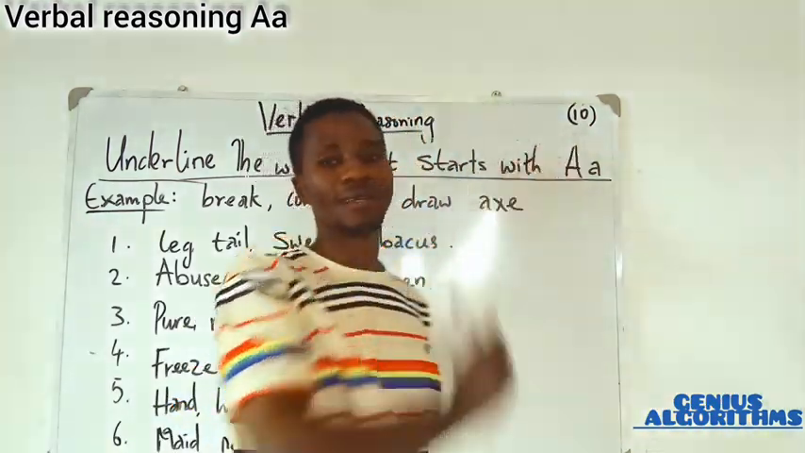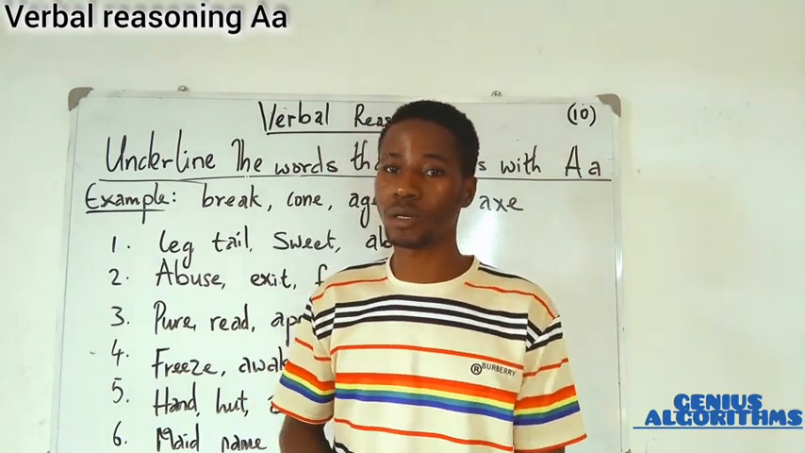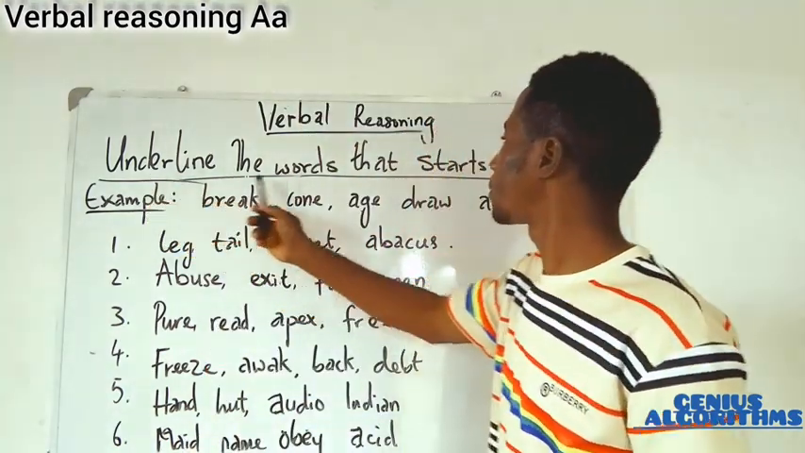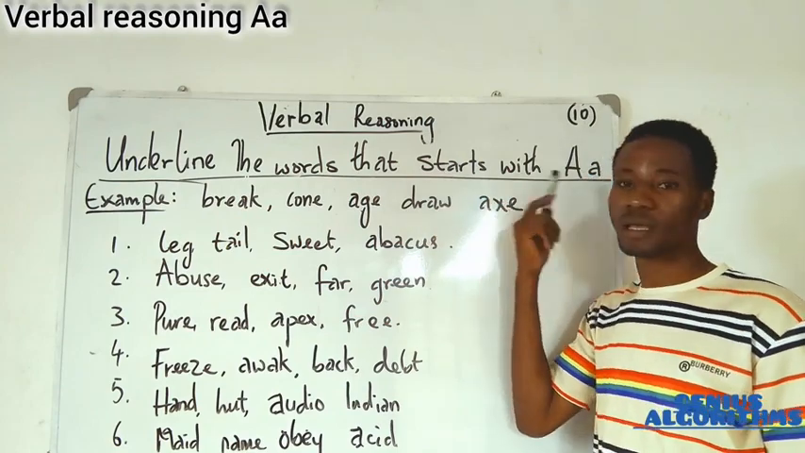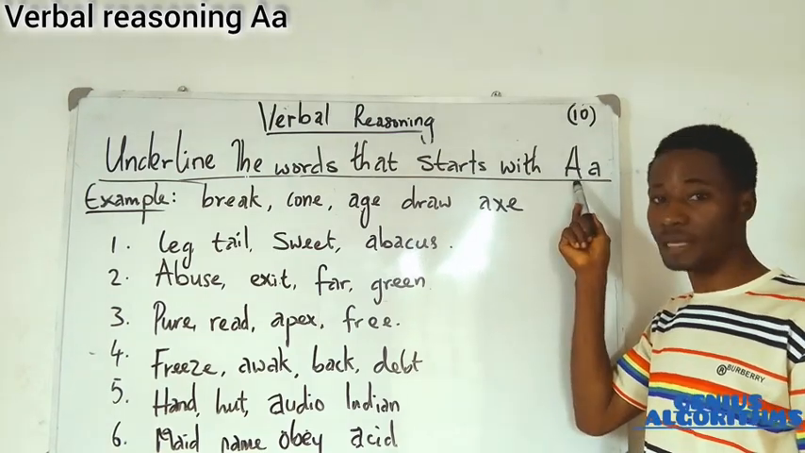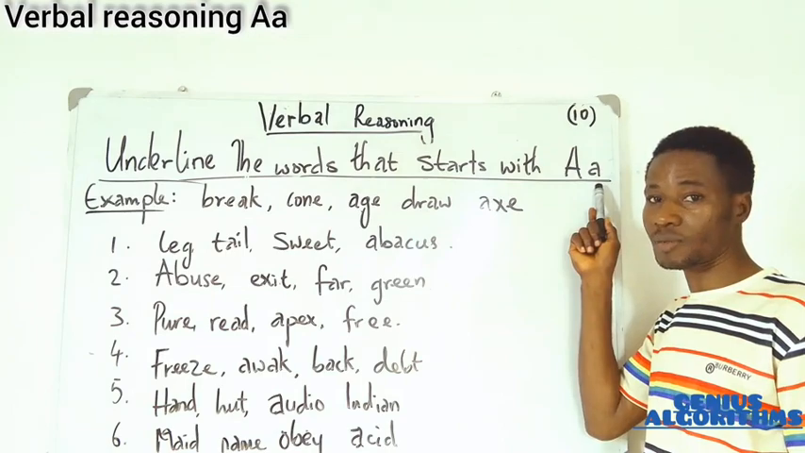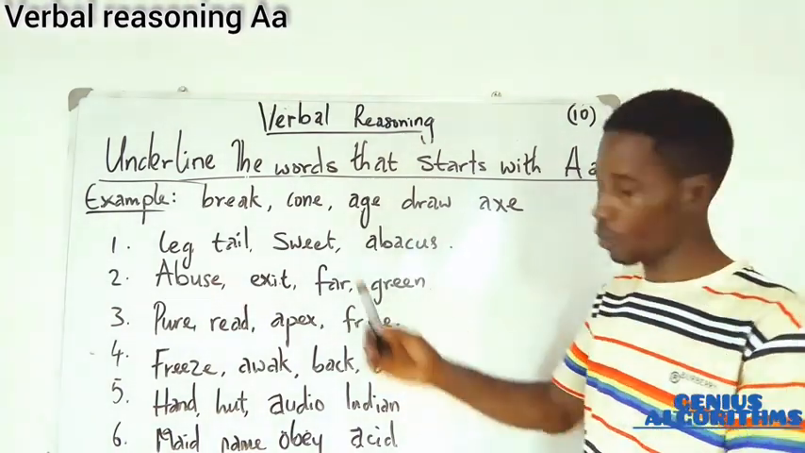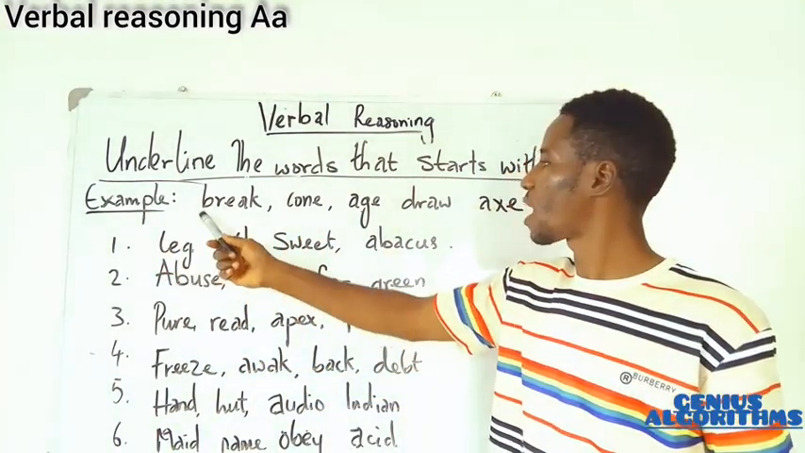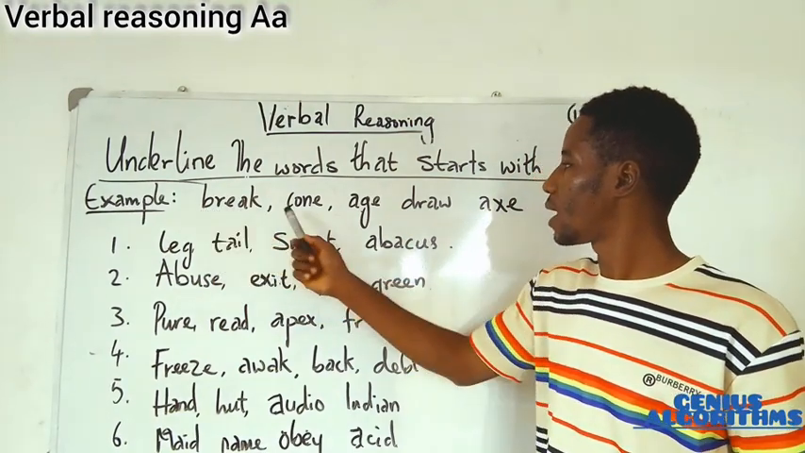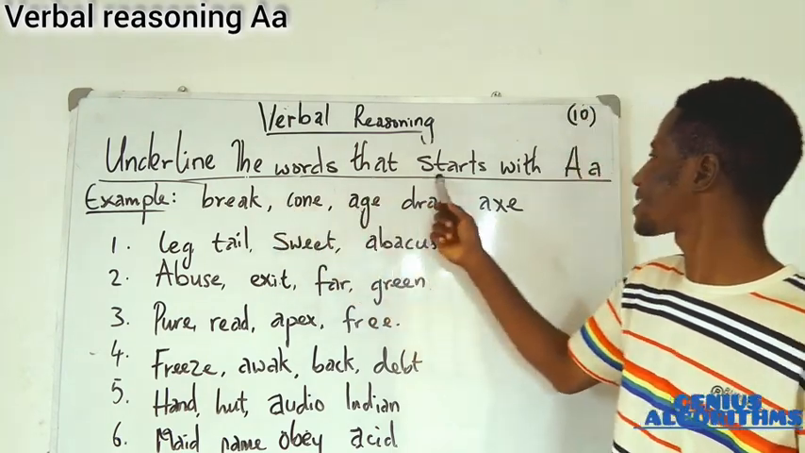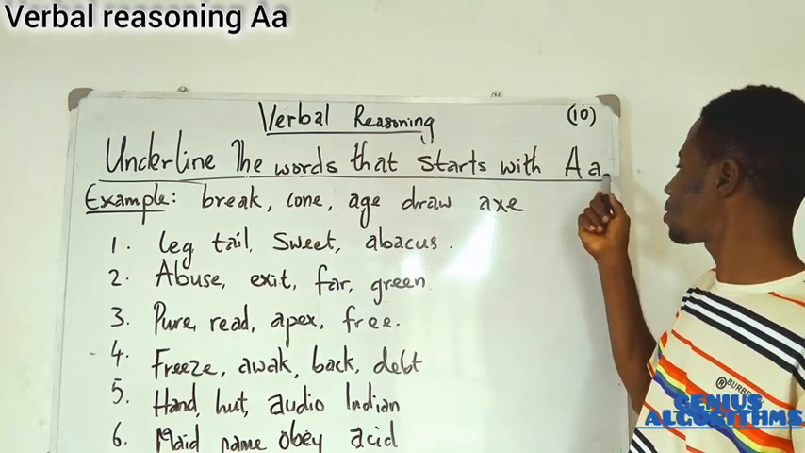Activity 10. So we have another work to do here, and the work is: underline the words that start with A. It's either starting with the capital letter A or the little letter A, the small letter A. So we need to underline the words starting with A. We have an example here. We have break, this starting with B, and this is starting with C. This is starting with A. Remember, underline the word that starts with A. It's either this A or this A.